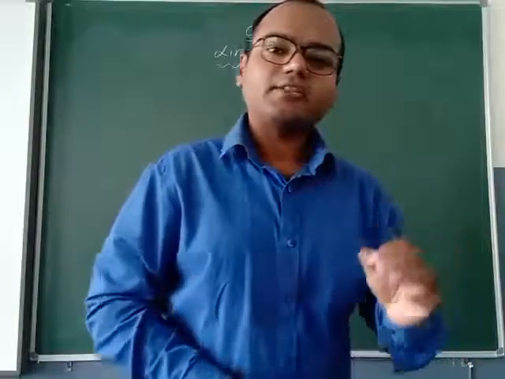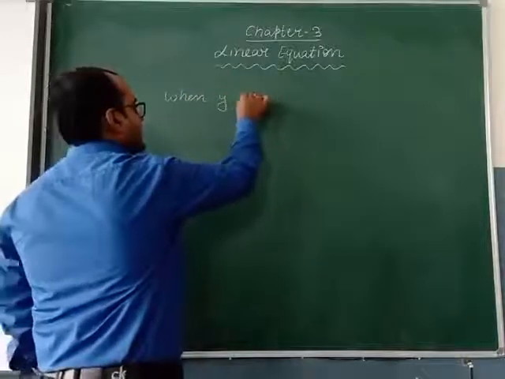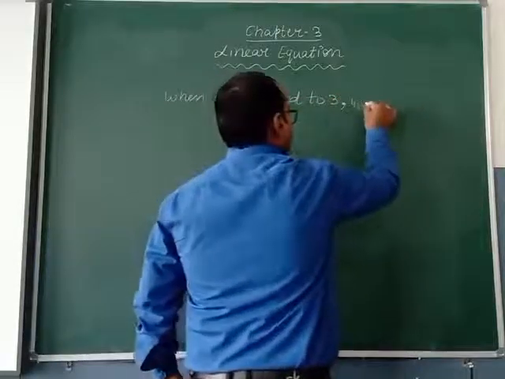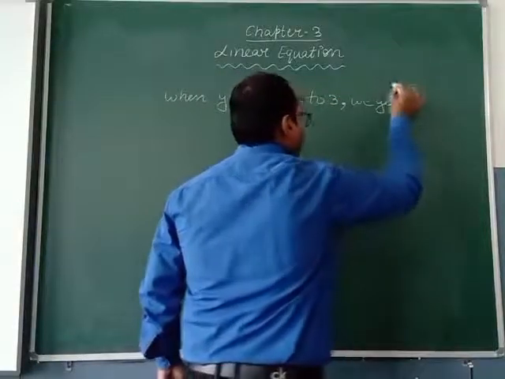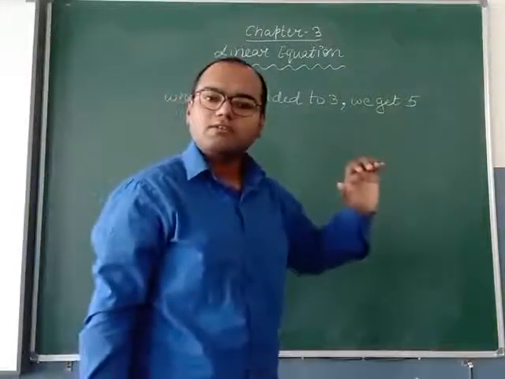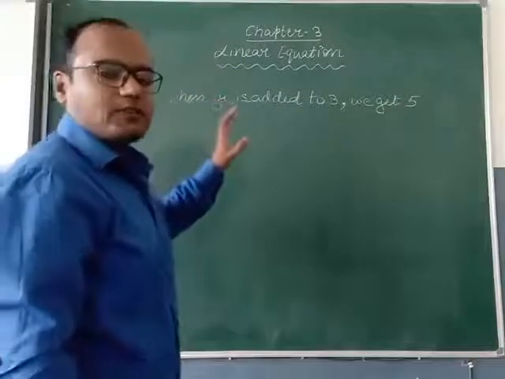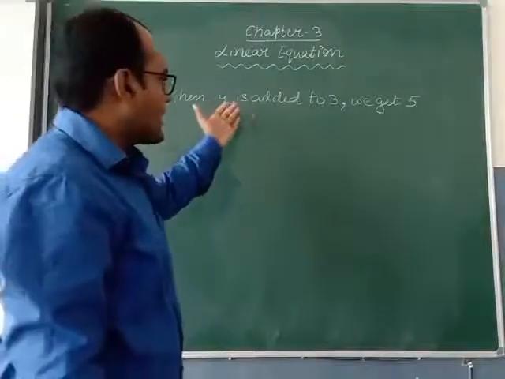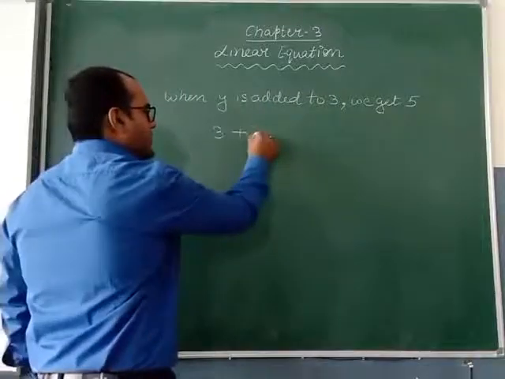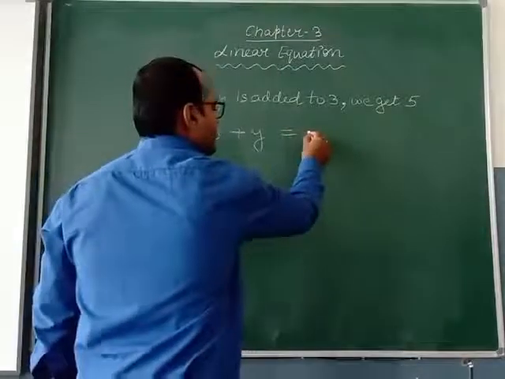Suppose one statement is given to you. The statement is: when y is added to 3, we get 5. This statement we can write with the help of mathematical symbols. How will we write it? What is the meaning of this? Y is added to 3 means in the 3 we have to add y. We get means on adding these two things the answer will be equal to 5.